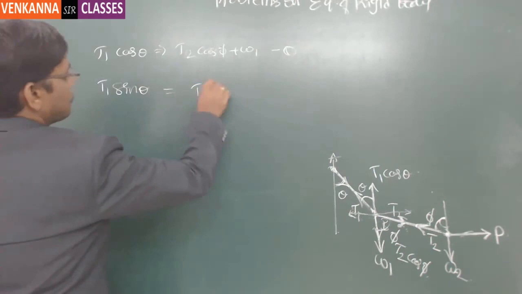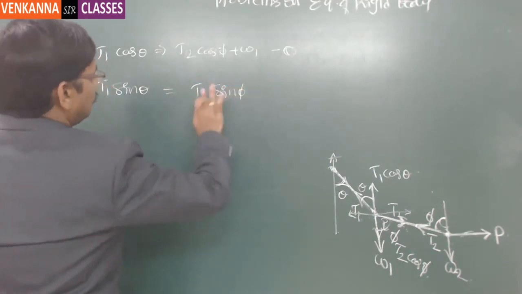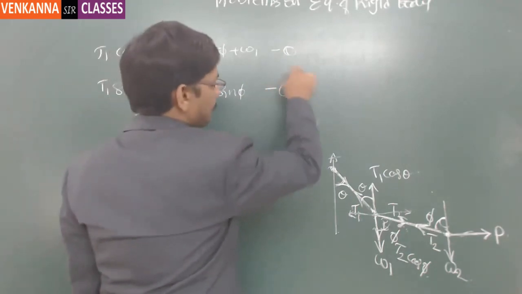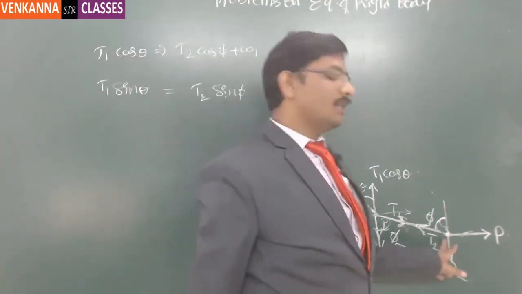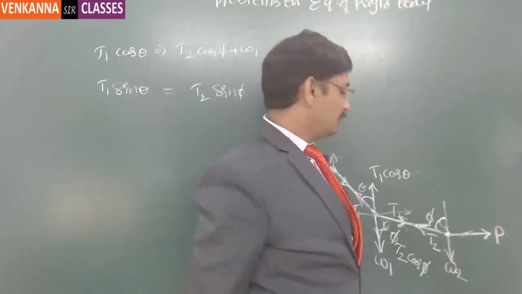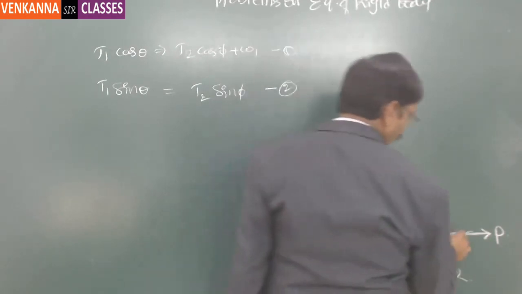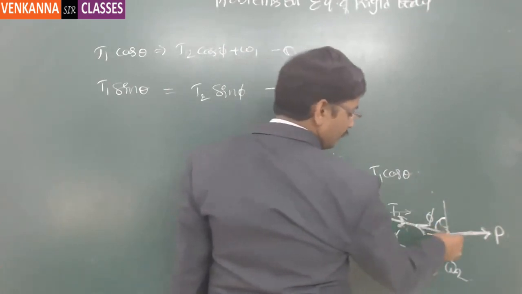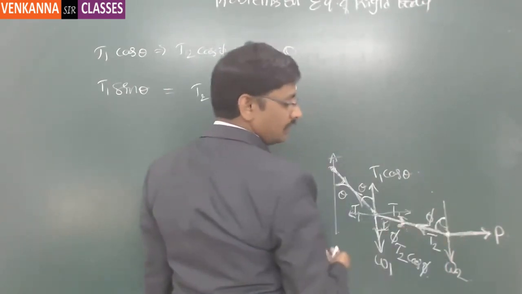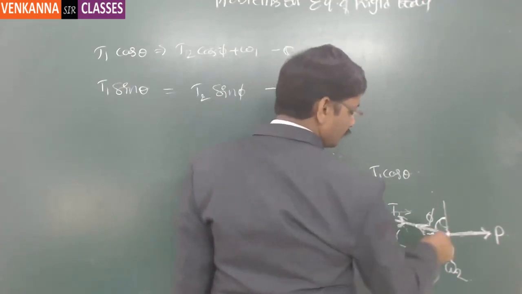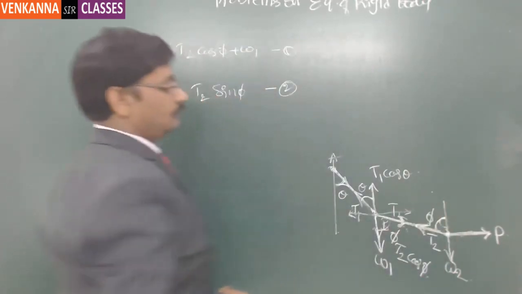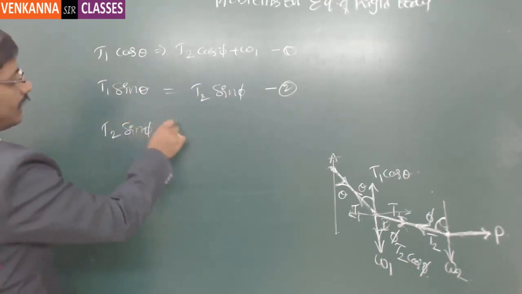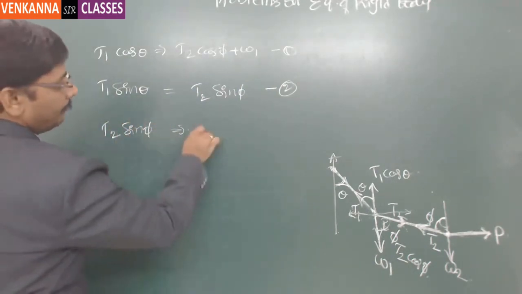So T1 sin phi, but T2 sin phi. So this is equation number 2. Similarly, if you try to identify the balance equations at this particular point, there will be a force component already present, that is P, and it has to be balanced by this T2 horizontally. So the horizontal component of this force will be T2 sin phi, and this has to be balanced by P.